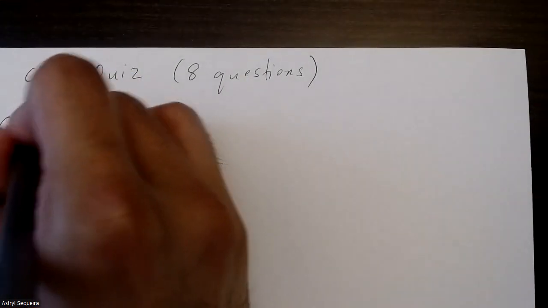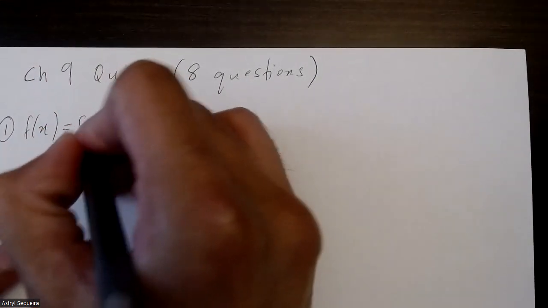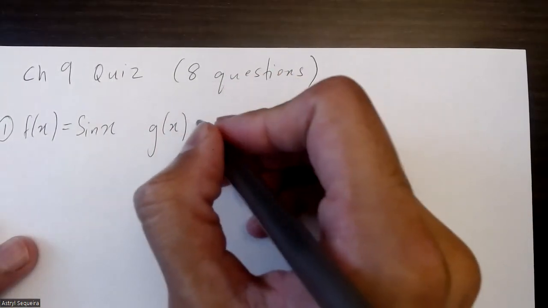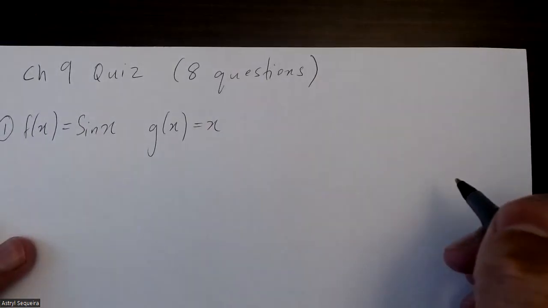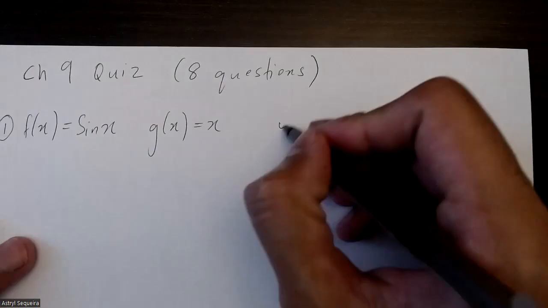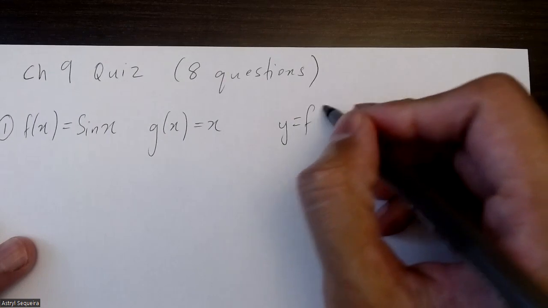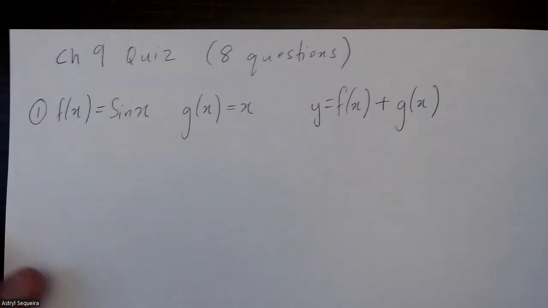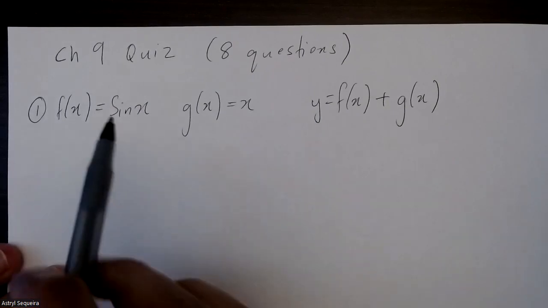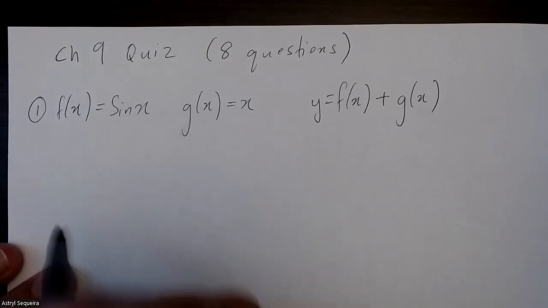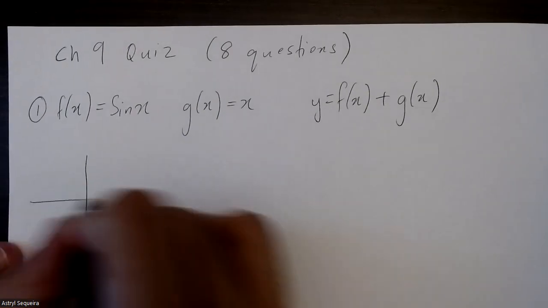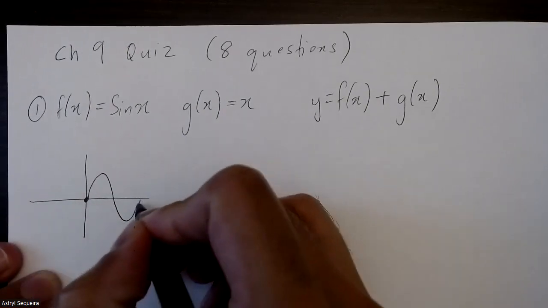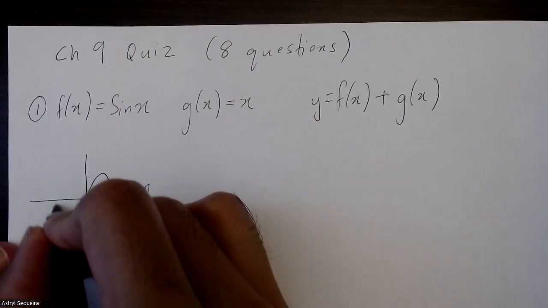It gives us f of x equals sine x, and g of x equals x, and then we need to draw the graph of y equals f of x plus g of x. So in order to answer this question, we need to know what each individual graph looks like. I know that a sine function is just like this, and it repeats basically forever in both directions.